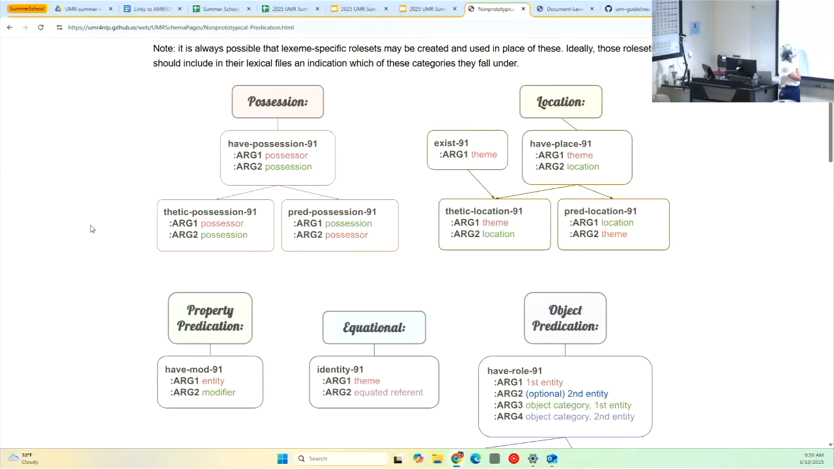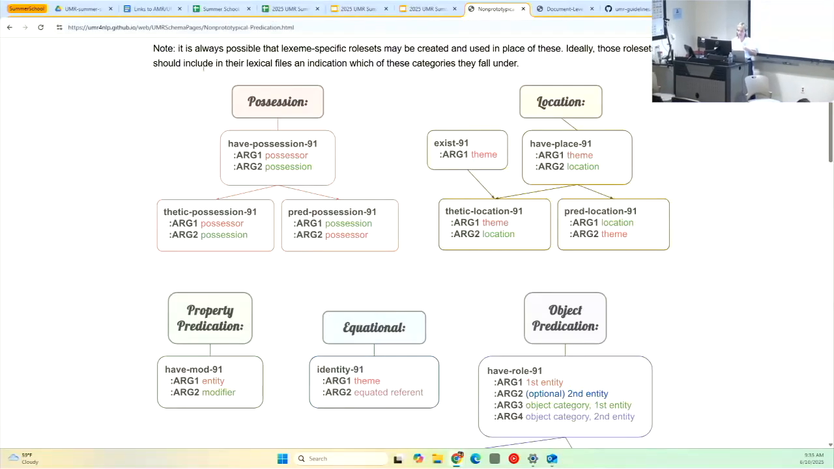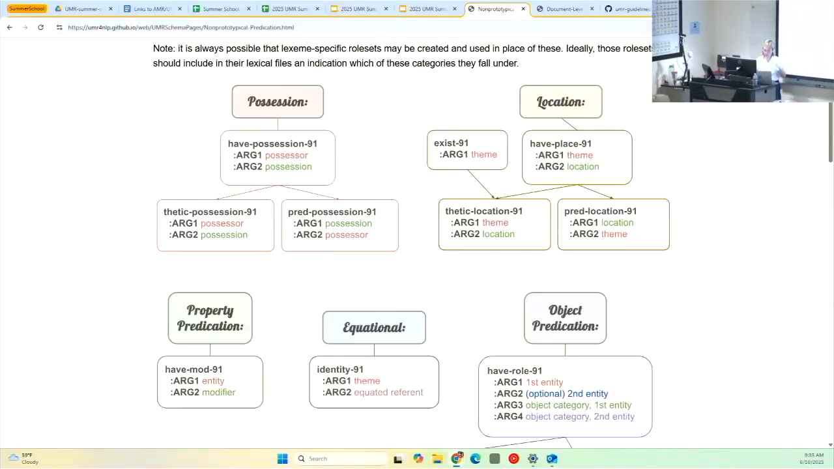Possession, let's see. Possession's pretty straightforward. The difference between thetic possession and predicative possession. So thetic is, where is my, I always say it backwards, so I want to make sure I'm reading my notes right.